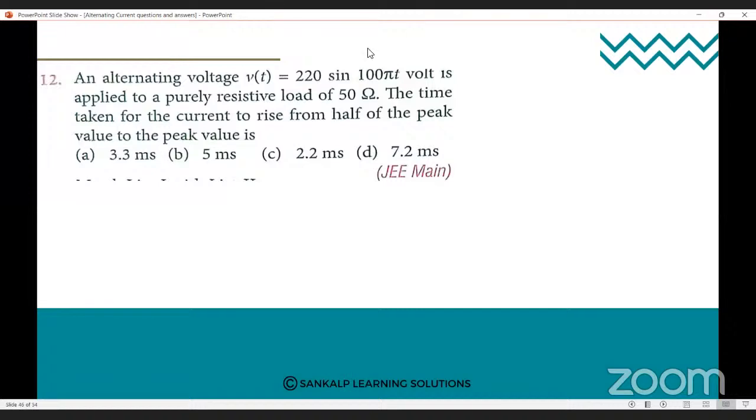Take it as homework. An alternating voltage given as 220 sine of 100 pi t volt is applied to a purely resistive load of 50 ohm. The time taken for the current to rise from half of the peak value to the peak value is. So you need to calculate the time for this. Take it as homework.